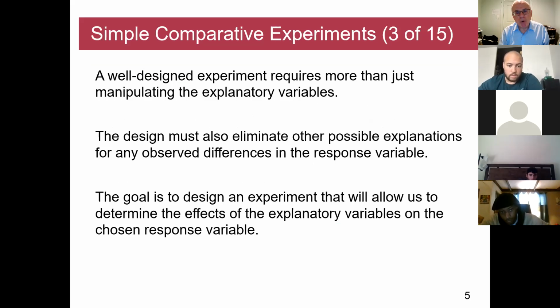So a well-designed experiment requires more than just manipulating explanatory variables. That's the other thing. We also have to eliminate other possible explanations that could result in changes in the response variable, all right? So there are possible other variables or other things that could be influencing the response variable, and a well-designed experiment takes care of these other things so that what's left is the effect of the explanatory variable on the response variable. All right, so that's really the goal of designing an experiment: to allow us to look at the effects of the explanatory variable on the response variable and try to eliminate the effects of any other influences.